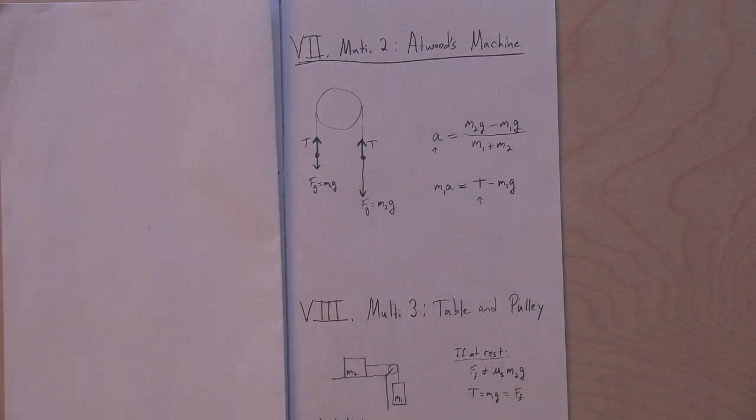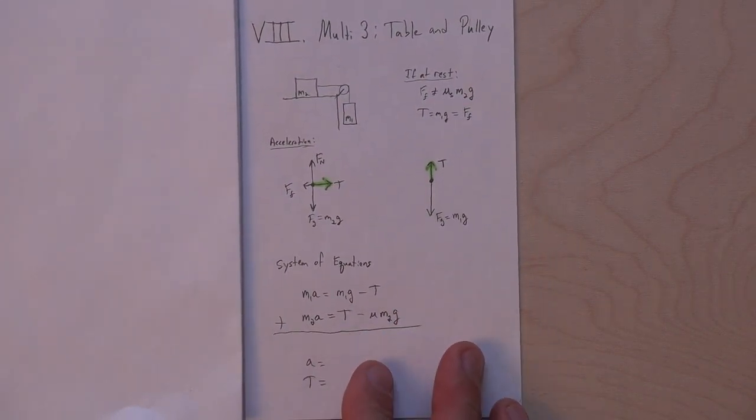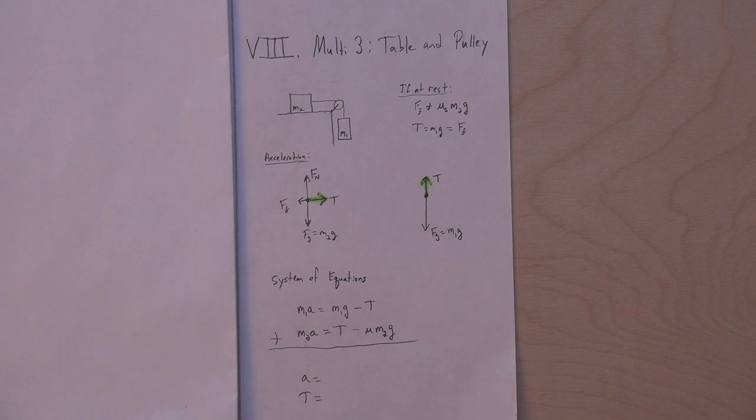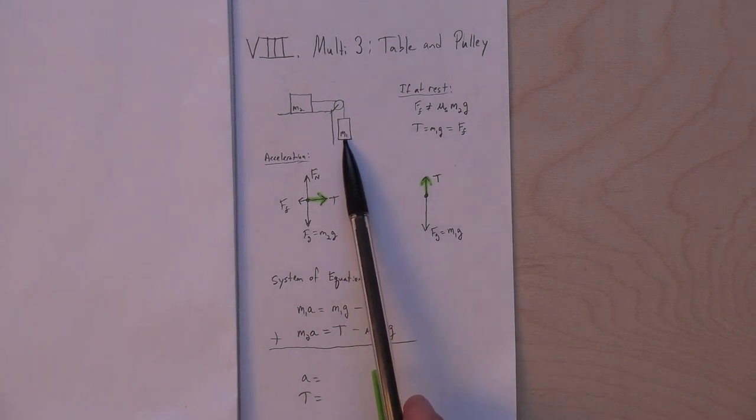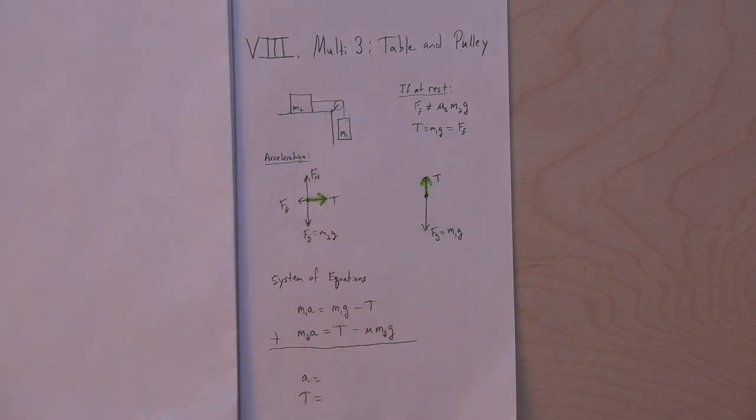All right, next situation. Multi-body number 8, multi-body 3, the table and the pulley. Now we've got M1 hanging off the pulley, off the edge of the table with a pulley here, and M2 on the table. Maybe there's friction also.